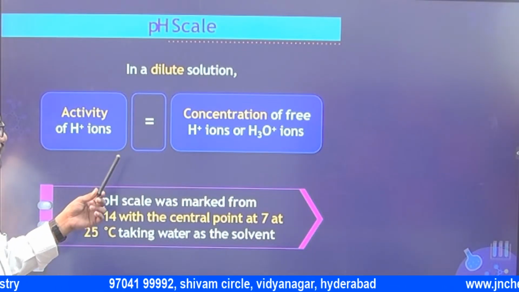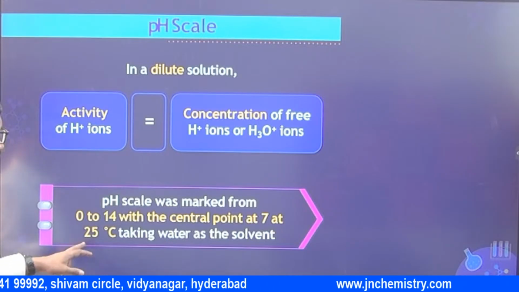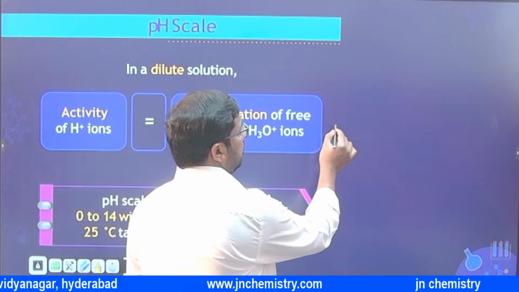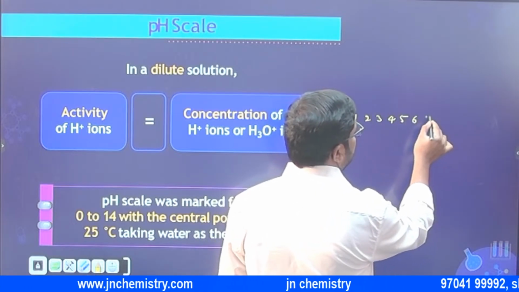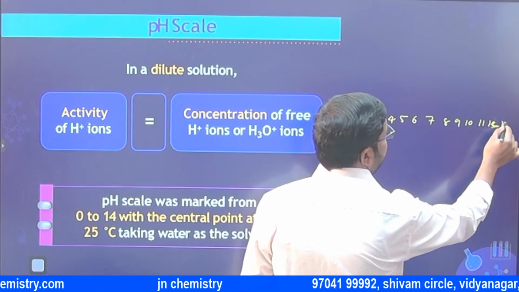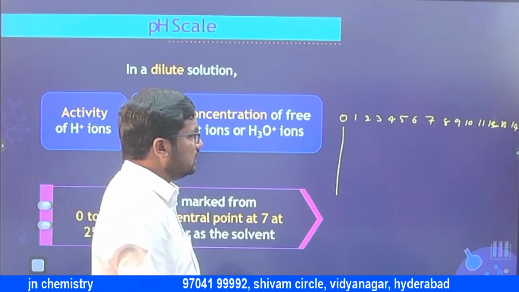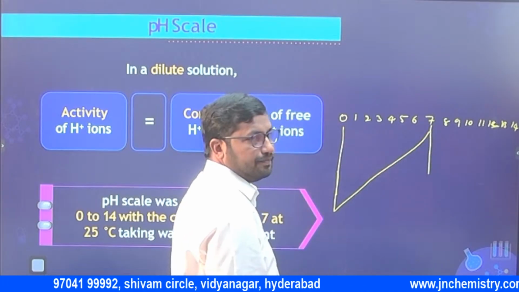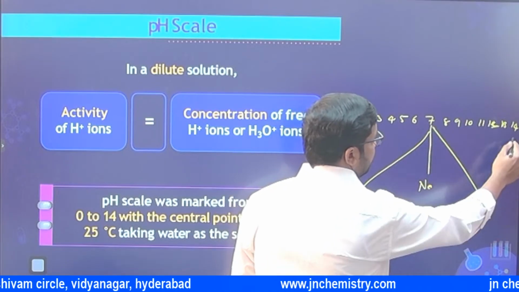In the pH scale at 25 degrees centigrade only we will take, the scale is 0 to 14: 0, 1, 2, 3, 4, 5, 6, 7, 8, 9, 10, 11, 12, 13, 14. Up to 7 means neutral. 7 means neutral. If it is increasing, the pH value is also increasing.